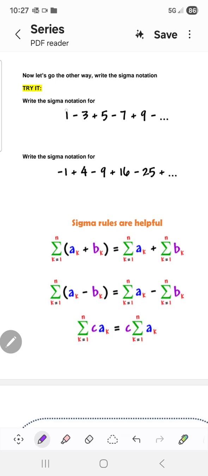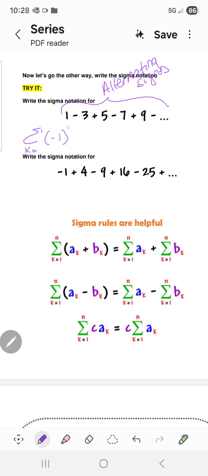All right, let's look at this. I've got a 1, a -3, a 5, a -7, a 9, a negative. First thing we notice: alternating signs. So let's go ahead and just start our sigma notation. I don't know what it's going to be, but we're going to work on it. The first thing I notice is it's alternating signs.